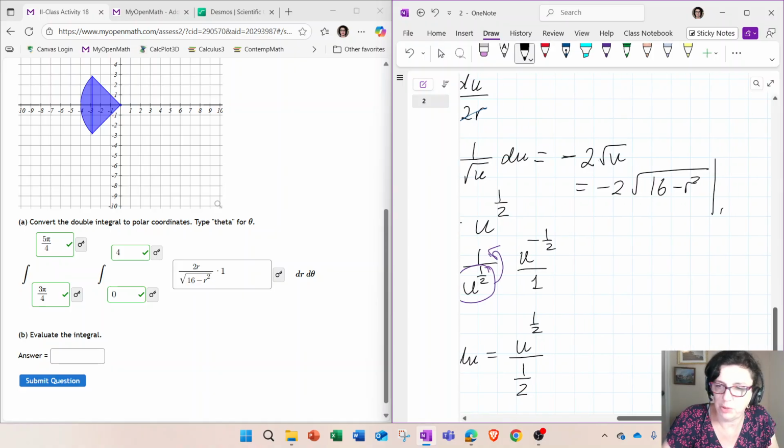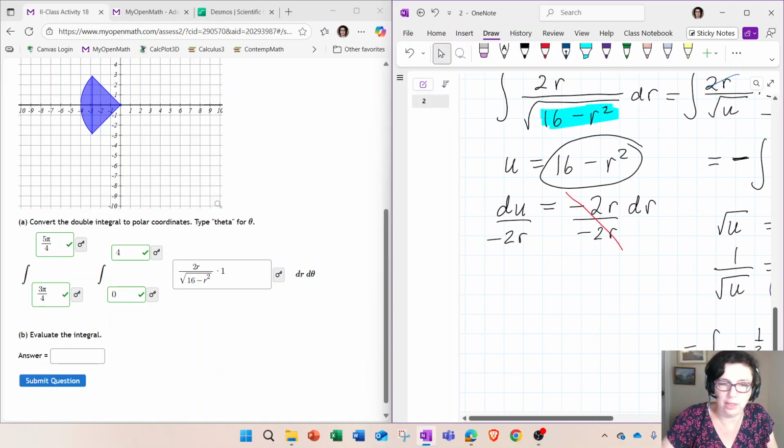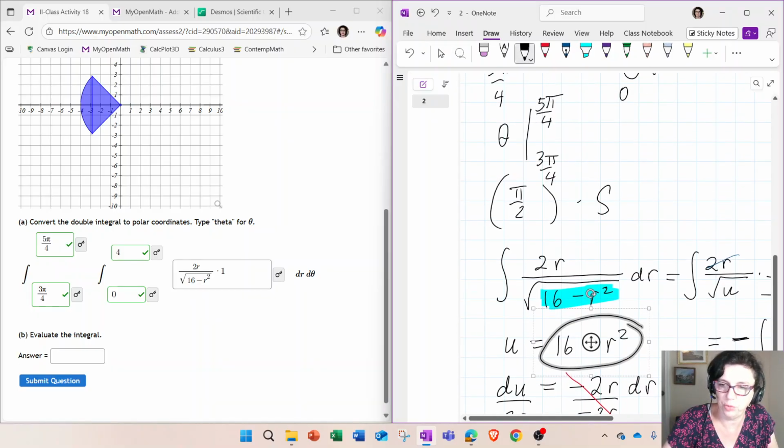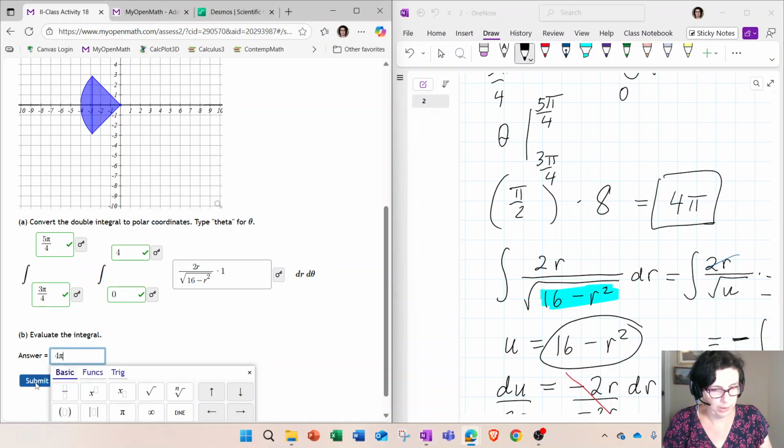And then you just substitute 0, 4. Okay, so substituting 4 first gives us 0 minus, now let's substitute 0. That'll give us negative 2 square root of 16. Well, square root of 16 is 4, so this will just be 2 times 4, or 8. So we got 8 from this second integral, but we also had a pi over 2 from the first one. So when we multiply them, that should give us 4 pi, which would be the final answer. And this was kind of painful there.